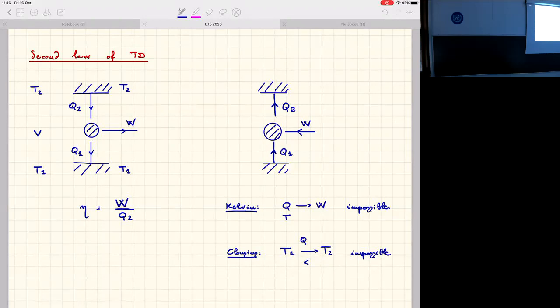Now, in practice, quasi-static does not really mean this. Quasi-static means that you're staying in thermal equilibrium at all the instants of time through the transformation.